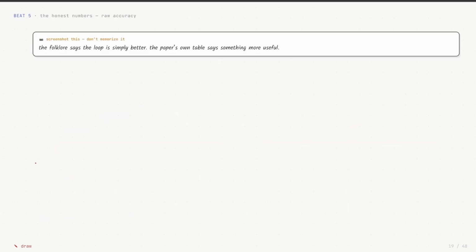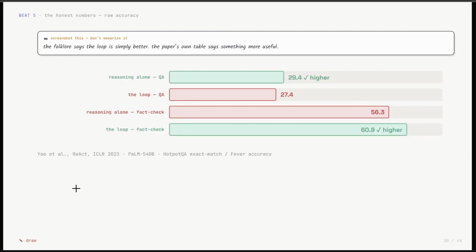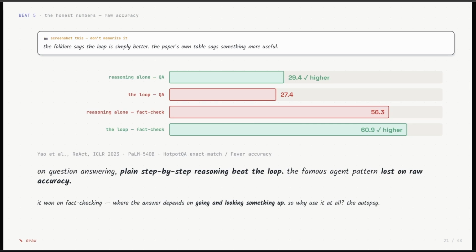Now let's have a quick look at the numbers. In reasoning tasks alone, if you have plain step-by-step reasoning, you would actually score higher than using the ReAct loop, which is amazing, of course. And on reasoning alone, with fact-checking, you would get a lower score. So now you would ask the question: on question answering, plain step-by-step reasoning beat the loop. So why would anyone use the famous agent pattern that lost on raw accuracy?